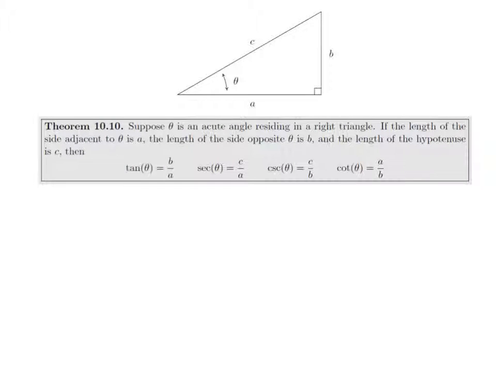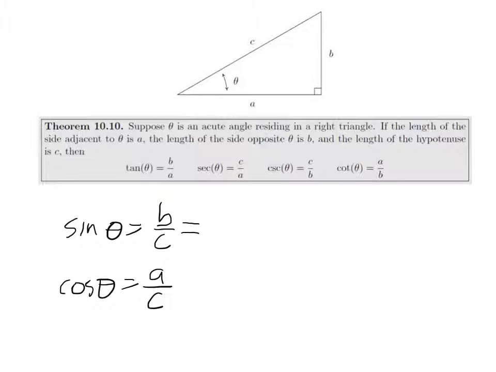So here we have a general triangle. It's not a specific radius, it's just A, B, C, and theta. Now we have in the past seen sine theta is B over C, cosine theta is A over C. We've also seen this in terms of opposite over adjacent. I'm sorry, that's wrong. Opposite over hypotenuse. Let's get that right. There we go. And cosine is adjacent over hypotenuse.